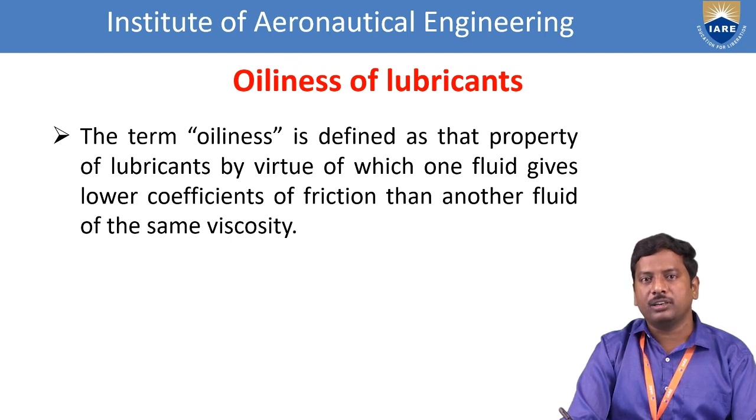So finally, we discussed a total of four properties. First one is flash and fire point, second one is cloud and pour point, third one is viscosity, and fourth one is the oiliness of the lubricants. These are very important properties of the lubricants used in various applications.